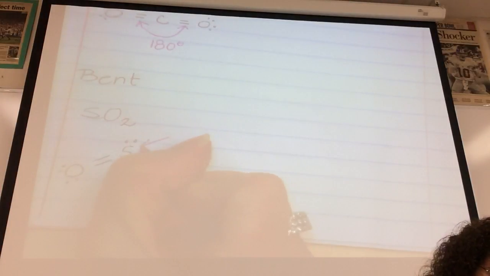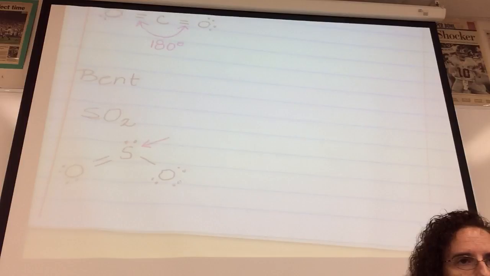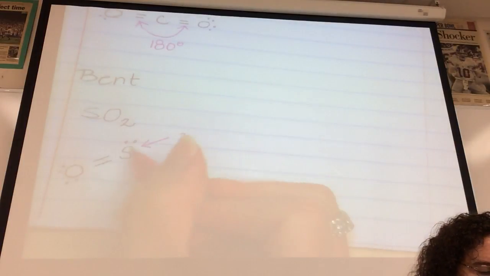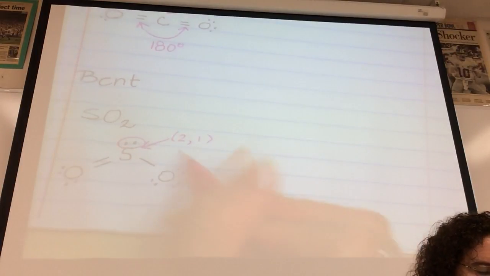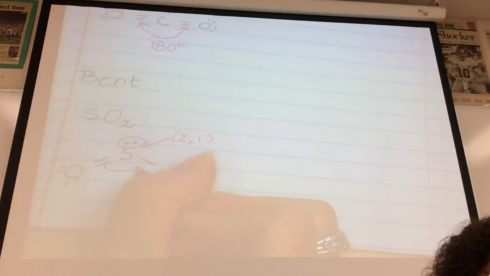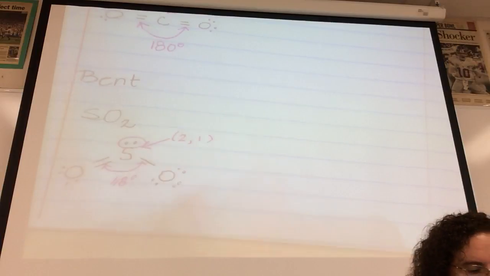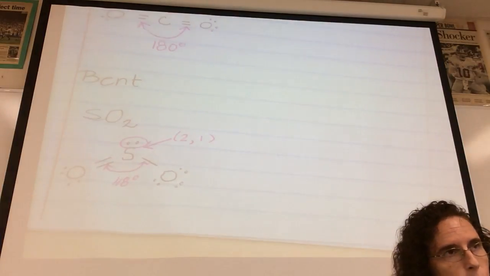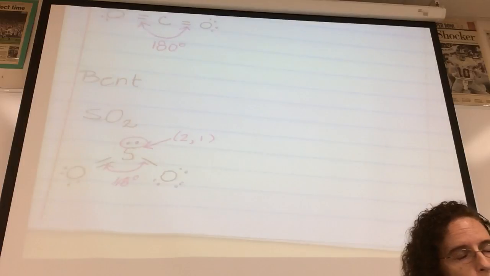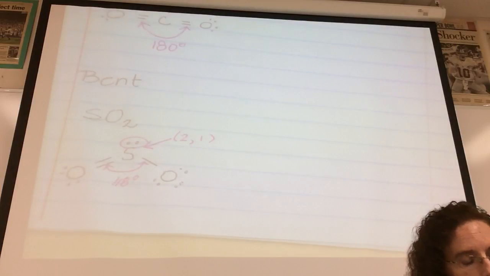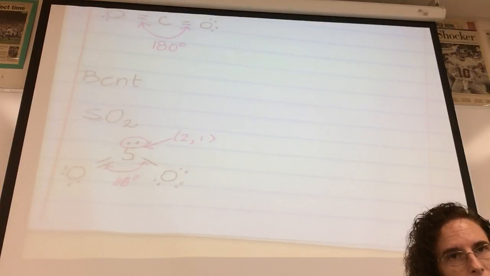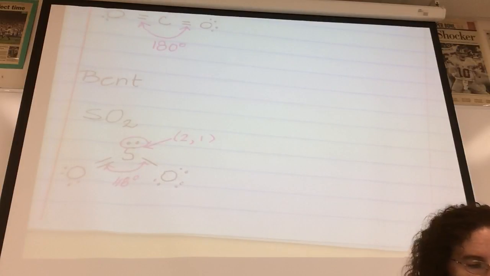This sulfur is attached to how many atoms? 2. And how many lone pairs on the sulfur? 1. A 2-1 combination is bent. This bond angle is about 118 degrees. I did not ask you bond angles on the quiz. I don't really think I asked you it on the test. I'll double check that. I'd expect you'd know 180 and the 120 I'm going to show you. The other ones are trickier.